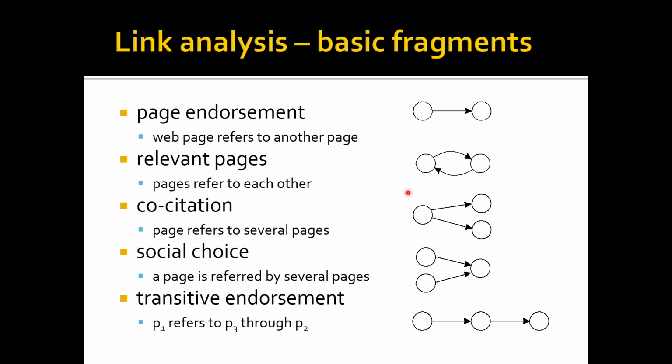Then co-citation is a page that refers to several other pages. So this fragment basically says these pages are co-cited by some other page. So they are not connected together, but transitively they are somehow relevant because there exists another page that co-cites these two pages. So from this point of view, there is some relation between these two. The opposite is social choice, and again, because two pages refer to the same page, they are somehow similar for some reason.